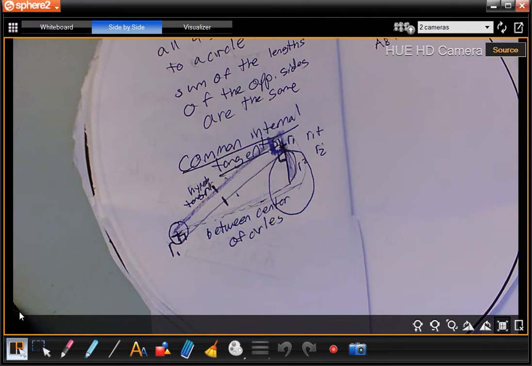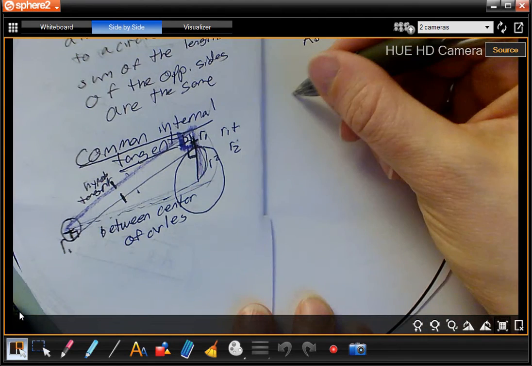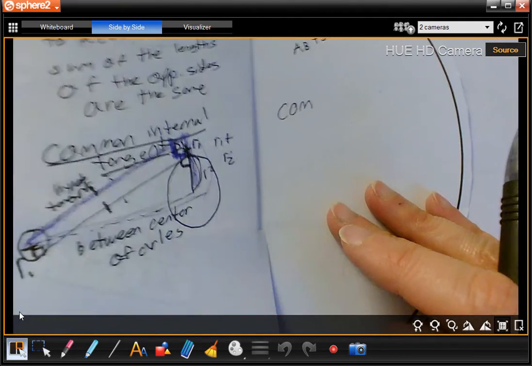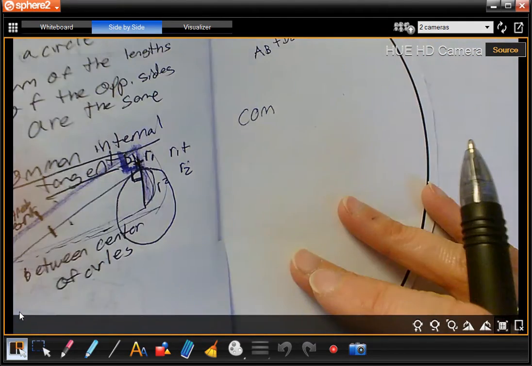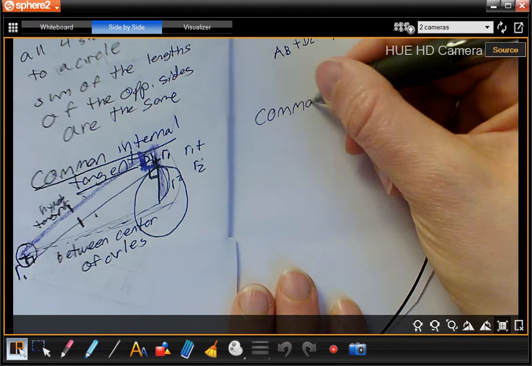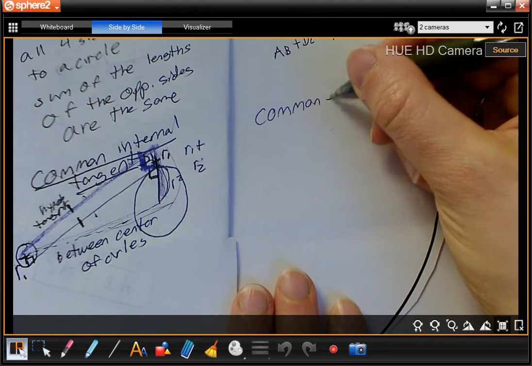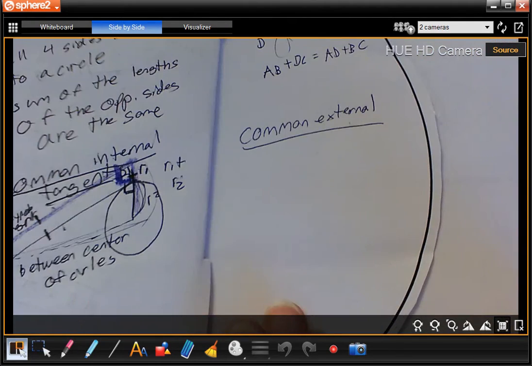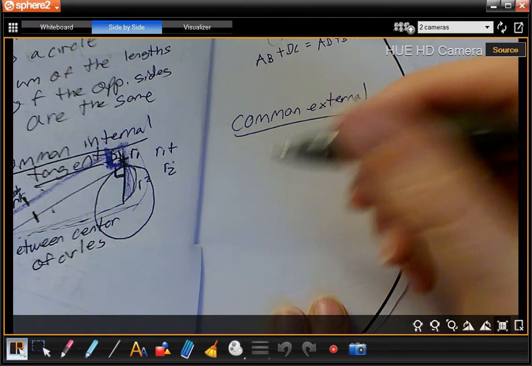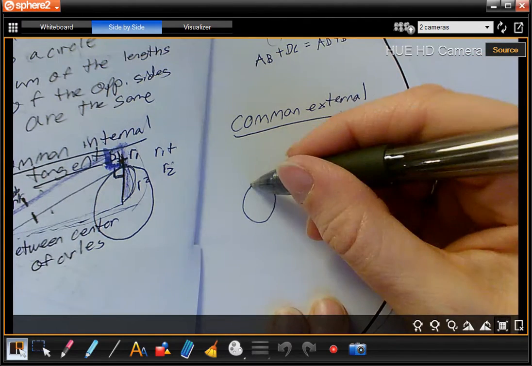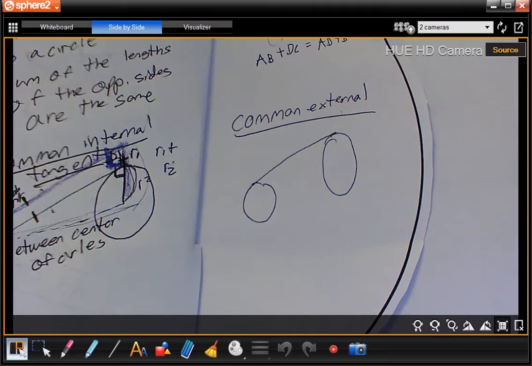Okay, now we're going to talk about common external tangents. And I know that didn't make the best sense, but we'll do some examples when we do this second page of your tangent packet, and it'll make a lot more sense. This is common external. So external means on the outside. So if we've got two circles our external tangent is right there on the outside.